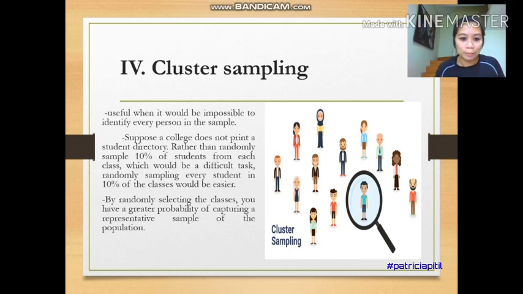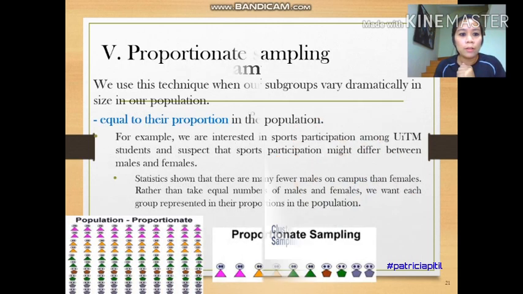Dipilih melalui cluster. Kalau tengok ni kan, go to the example. Suppose a college prints a student directory. Rather than randomly sampling 10%, so every 10% of the class will be recruited as sample. Macam tu, step 10%. Nampak tak lebih more detail and more organized compared to the other types of sampling technique yang before ni, non-probability.